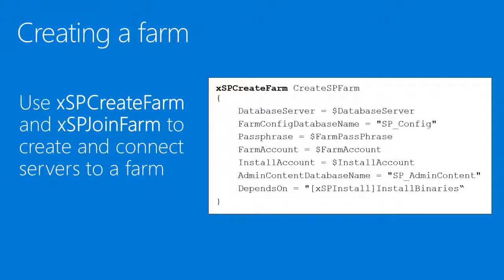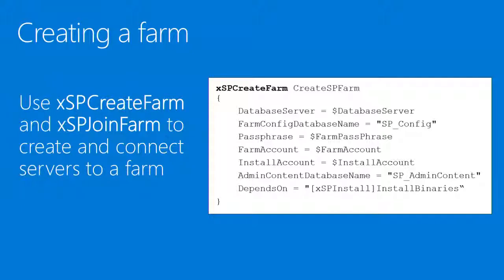Now the next thing you'll want to look at is creating your farm. So XSP create farm, taking a few parameters into this: configuration database name, configuration database server, the passphrase, your farm account, the install account, I'll mention that in a moment just to explain that concept, and the name of the admin content database. We also last week added a property for specifying the port number for central admin as well, so you can customize that when we provision this out. There's also XSP join farm for getting a server to join a farm, and I'll talk about some multi-server configurations in a minute and just how they work.